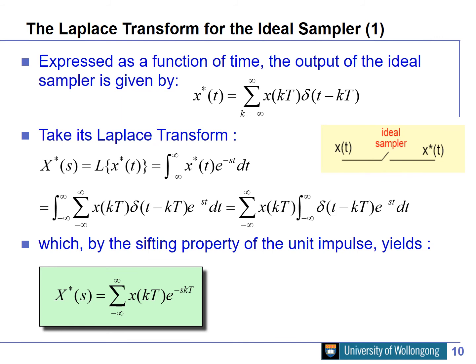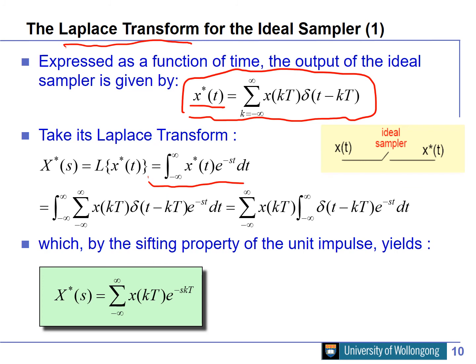Now let's look at the Laplace transform of this ideal sampler. Why can we do a Laplace transform? Because this sampler, in the time domain, is still a continuous-time transfer function, you can call it. Let's see what's interesting about the Laplace transform. This is the definition of the Laplace transform. We just replace the whole thing in there, so we get the sum over k from negative infinity to infinity of x(kT) delta(t minus kT), put in there. We got this one.